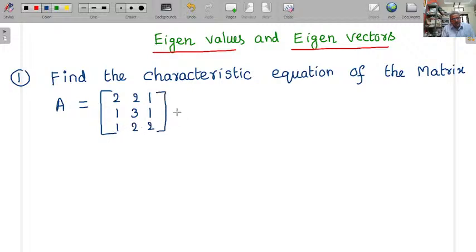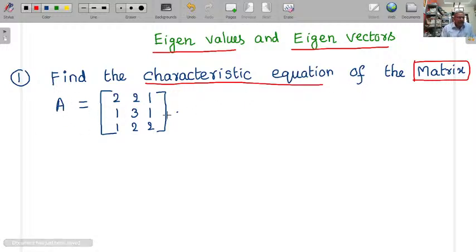So this is the question. Let me read it: find the characteristic equation of the matrix A equals 2 2 1, 1 3 1, 1 2 2. That means you are asked to find the characteristic equation of the given matrix A. The characteristic equation as well as the characteristic roots we can find out. Sometimes it may be given as characteristic roots also. First let us find the characteristic equation.